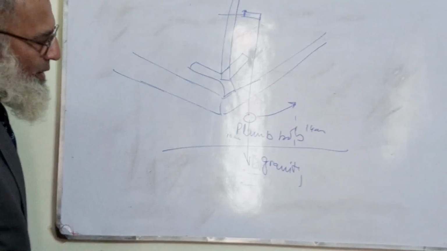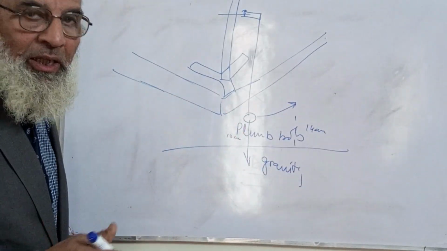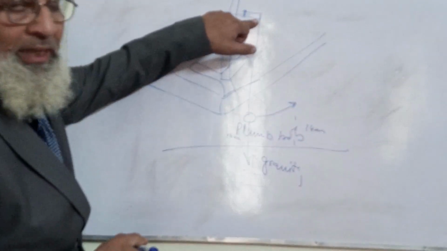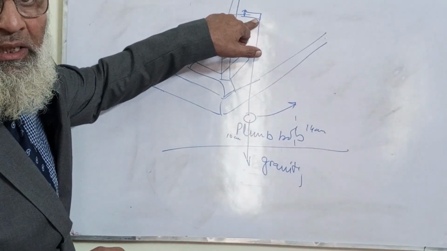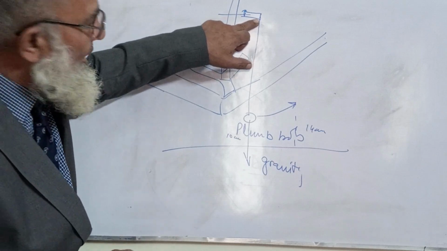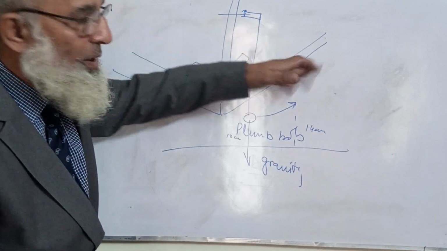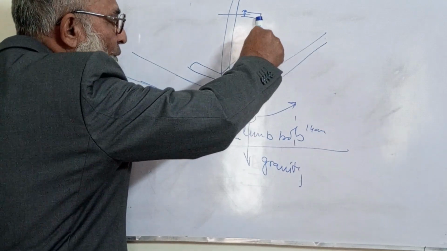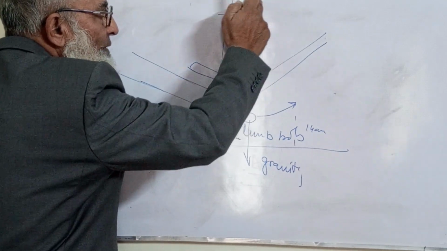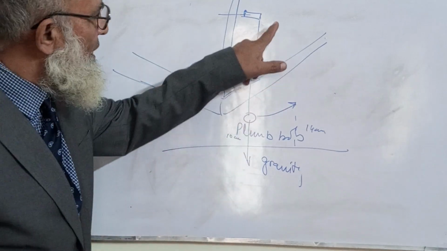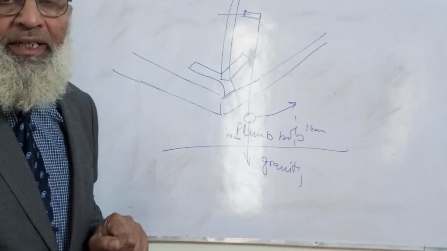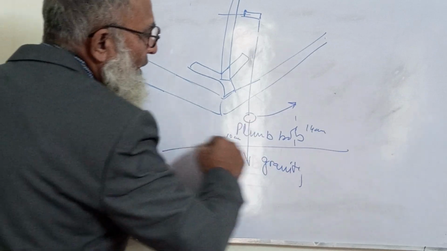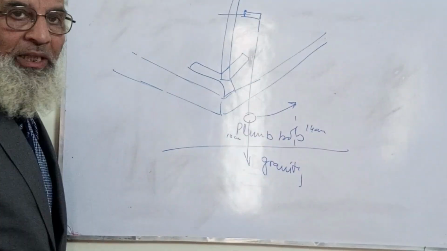Why is this? Because this bob is attached and fixed at one place. It cannot go beyond this point. So it will move from here. Now this is working as a center, and this is the radius of this bob, so the motion will be circular.